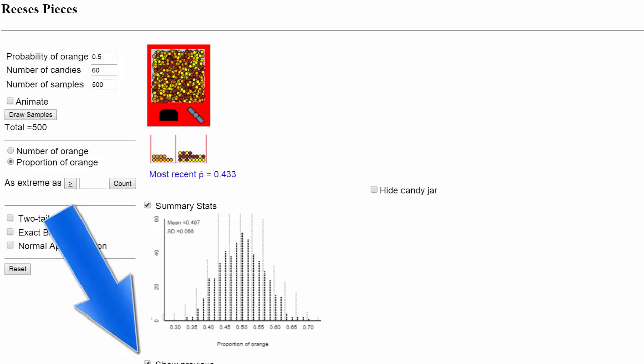So if you're able to, click on the Show Previous button and you'll see the previous distribution in a light gray. I really recommend that you play around with this applet, so increase the number of candies as well as some of the other values to see their effect on the center, shape, and spread of the distribution. So now change the probability of orange to 0.1 and the number of candies to 10, and the number of samples to 100.